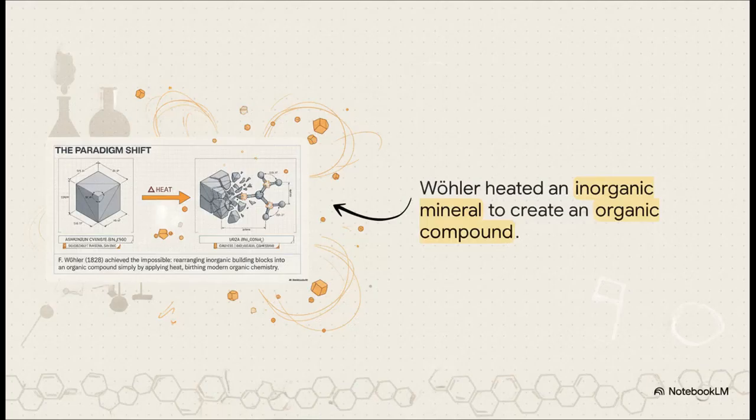So, in 1828, this chemist, Friedrich Wöhler, did what everyone thought was impossible. He took a basic inorganic mineral called ammonium cyanate, and all he did was heat it up. And by doing that, he rearranged its atoms into urea. Yep, a biological compound, the very same stuff found in urine. In one simple, elegant experiment, the entire vital force myth was shattered.